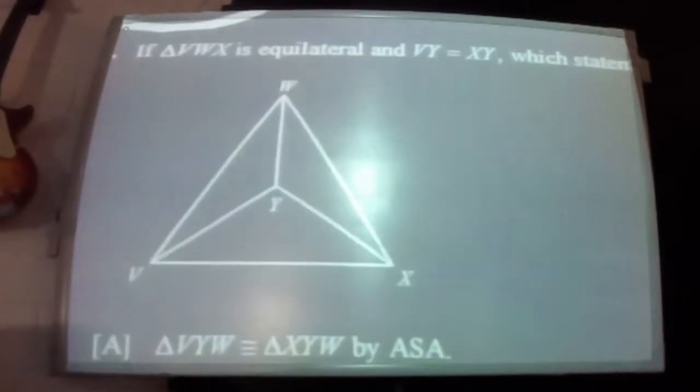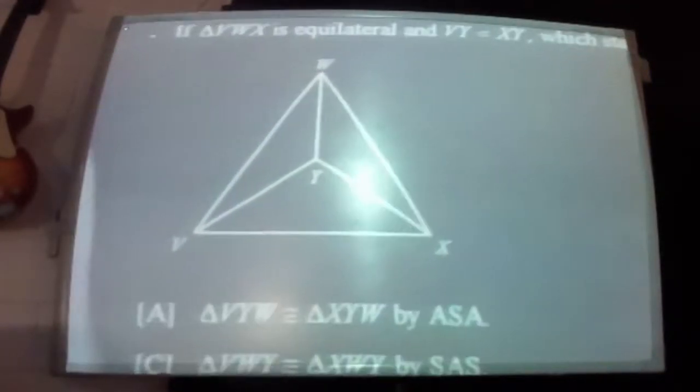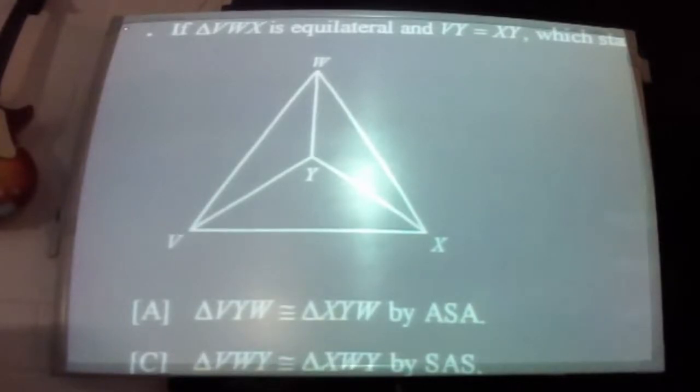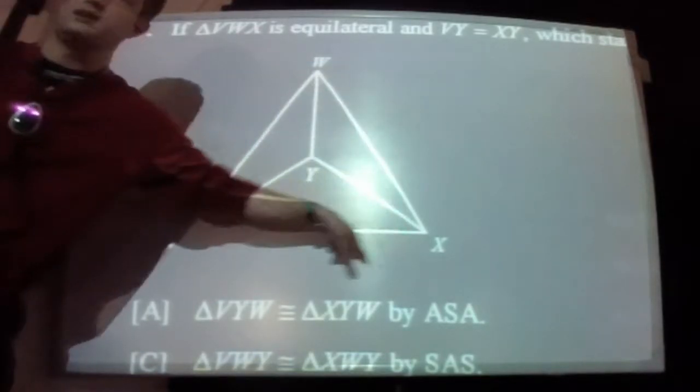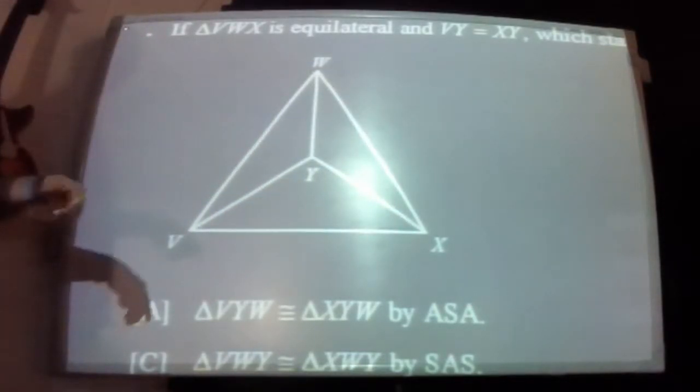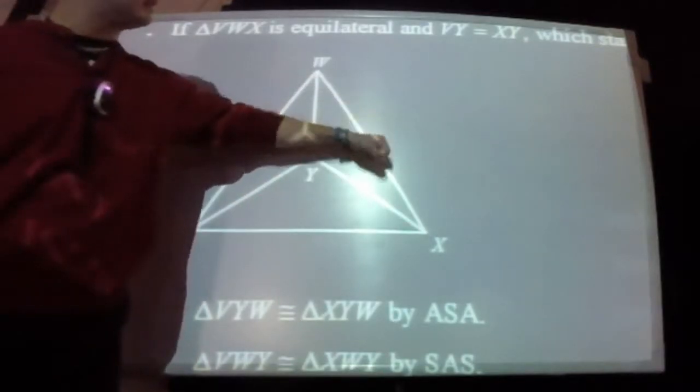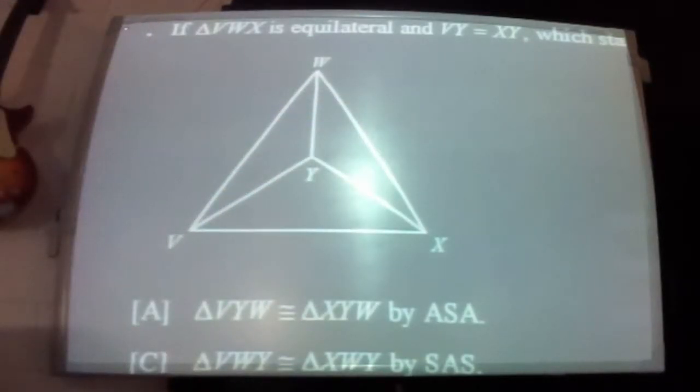Oh, it gets tough down here too. All right. VWX is equilateral. What does it mean to be equilateral? Equal. What's equal? Same. So what's same? Congruent. Sides, right? So if they're telling you that this triangle is equilateral, let's put three tick marks. That means this is congruent to this is congruent to this. So now we've got sides all over the place that are congruent.